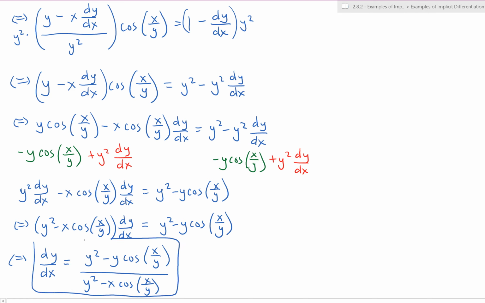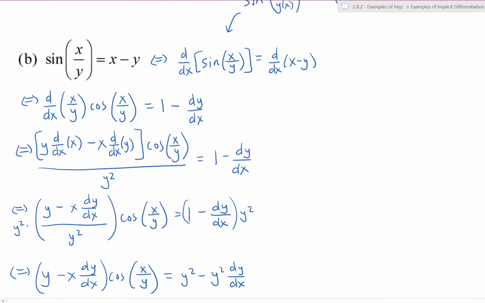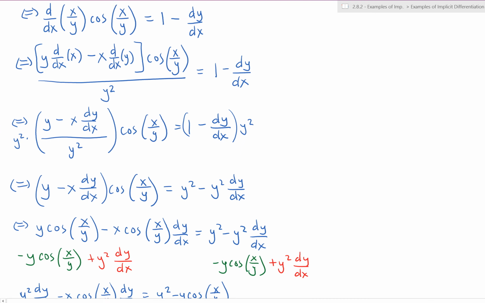So that one was pretty involved. We had the quotient rule involved and terms on both sides of the equation, both with x's and y's. So you can see these things can get involved, if you will, but it is what it is. There's our slope at any given x, y, given the original equation: sine of x divided by y is x minus y.